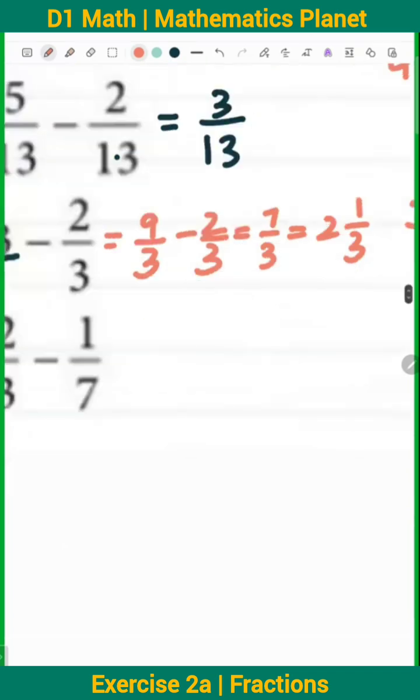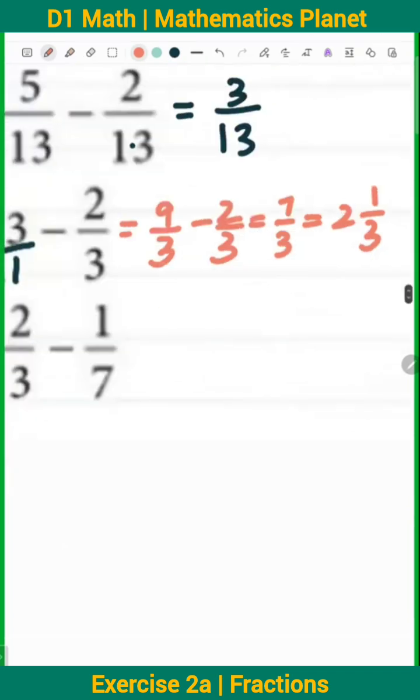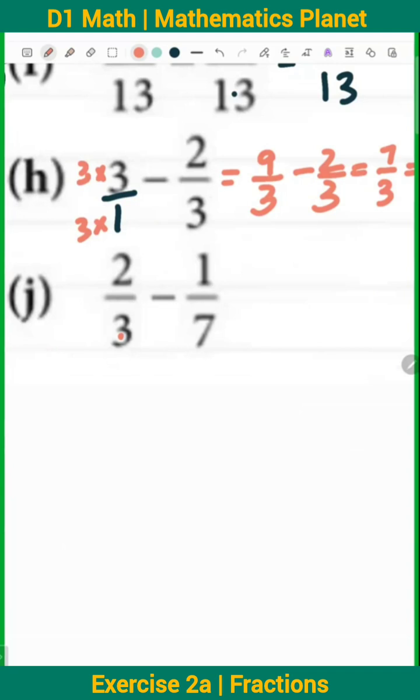Okay. Now 3 and 7 are both prime numbers. What are we going to do? Yes, students. 3 and 7 are both prime numbers. What will we do? We will multiply 2 by 7 and 3 by 7, and we will multiply 1 with 3 and 7. Very good. So what we will get here is 6 by 21, and here we will get 3 by 21.